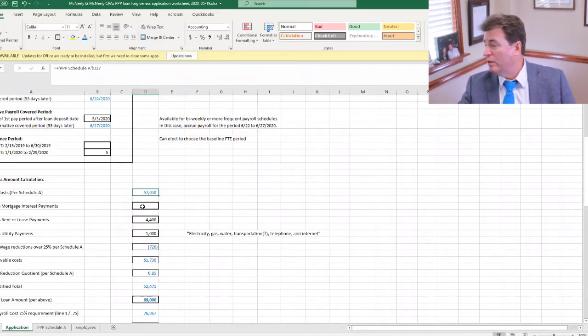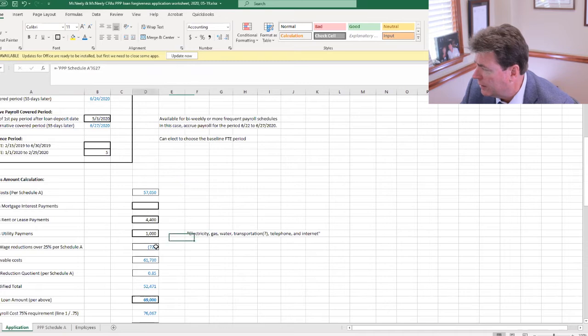So that number comes here. If you have business mortgage interest payments, and there's a question about this we'll come to later. In this case, I just threw in some business rent. And I said utilities. This is just a number. The instructions say that utilities include electricity, gas, water, transportation, telephone, and internet. I don't know what transportation means. I guess maybe transporting your utilities. I don't even know what that means.